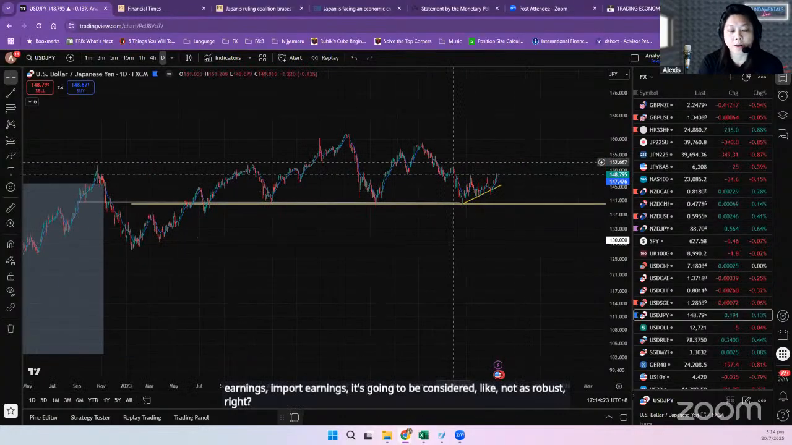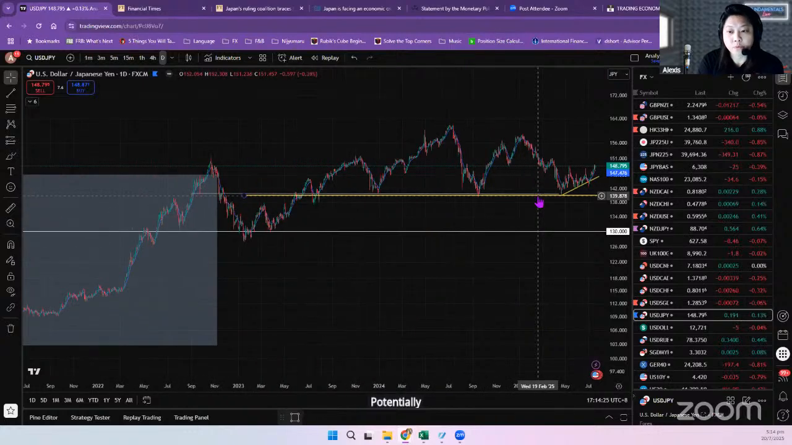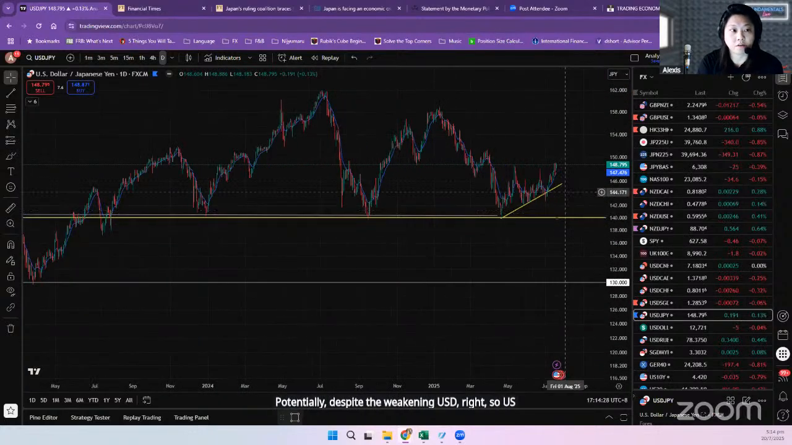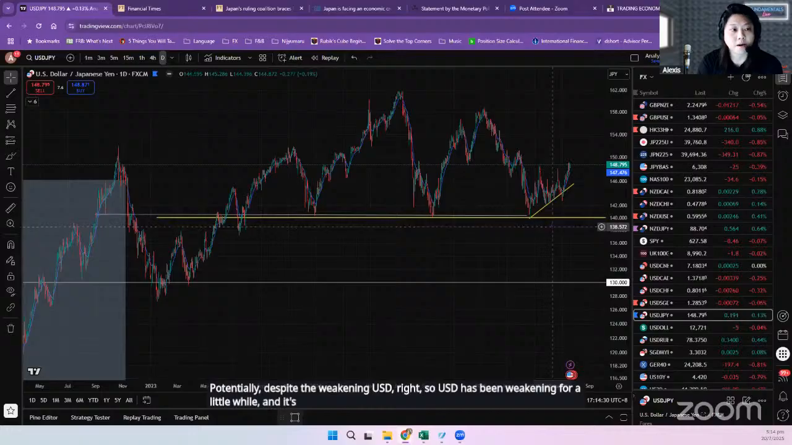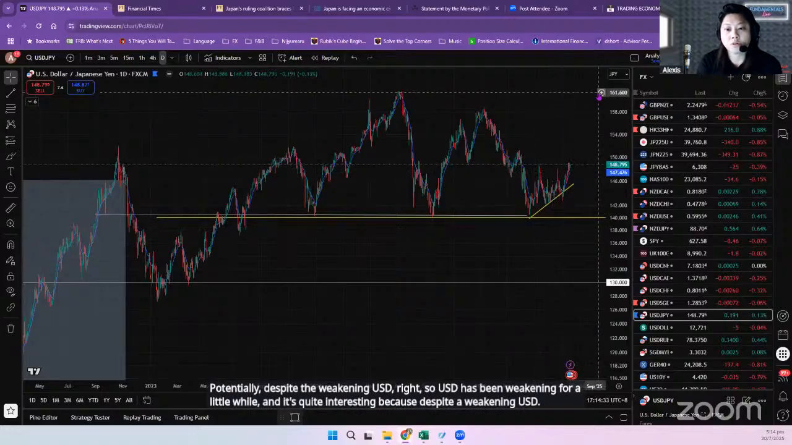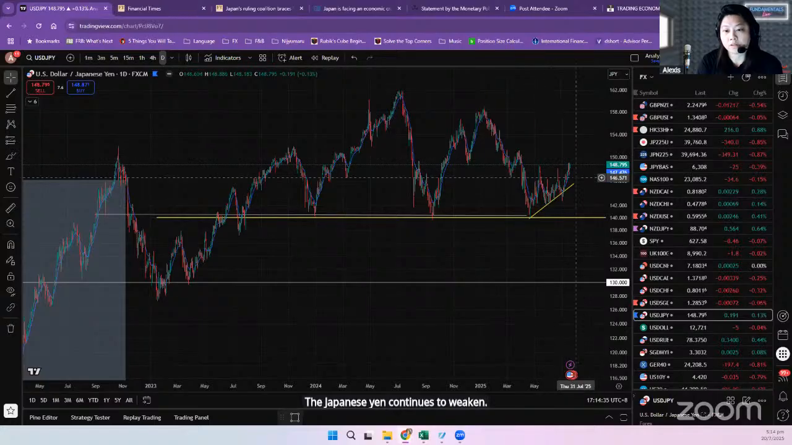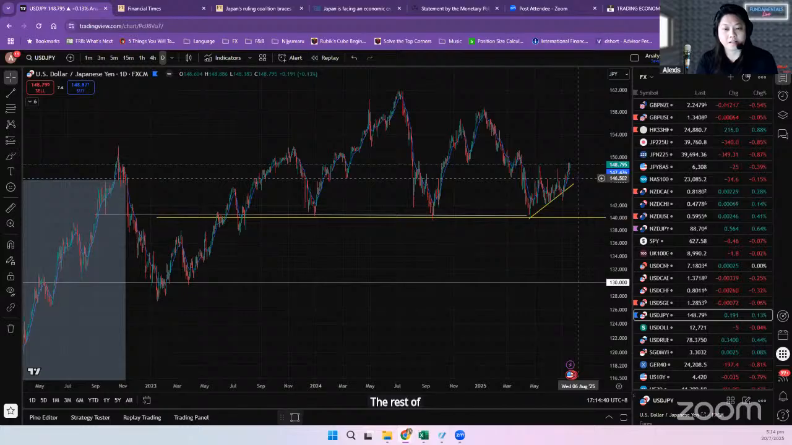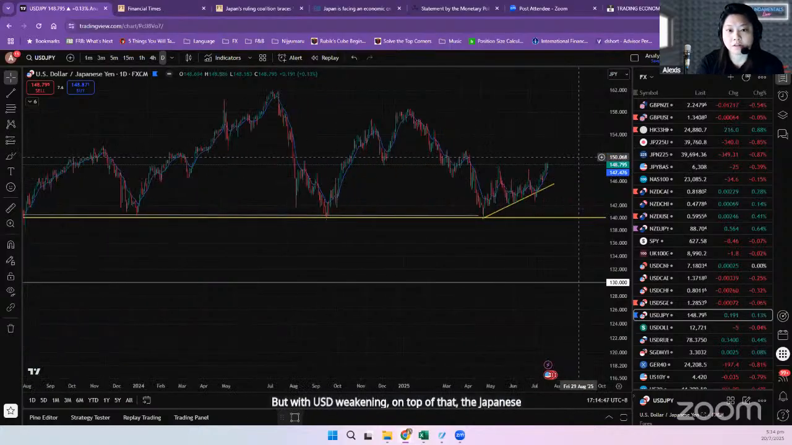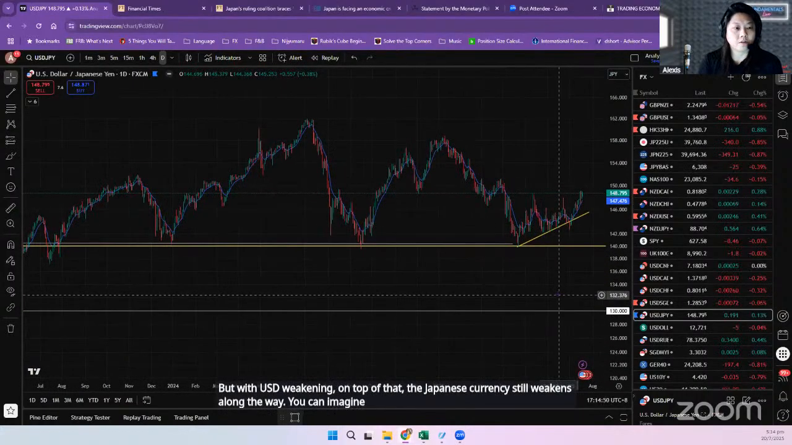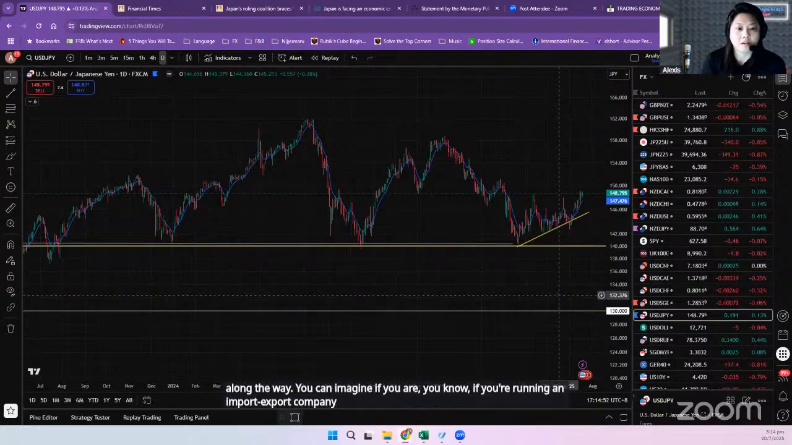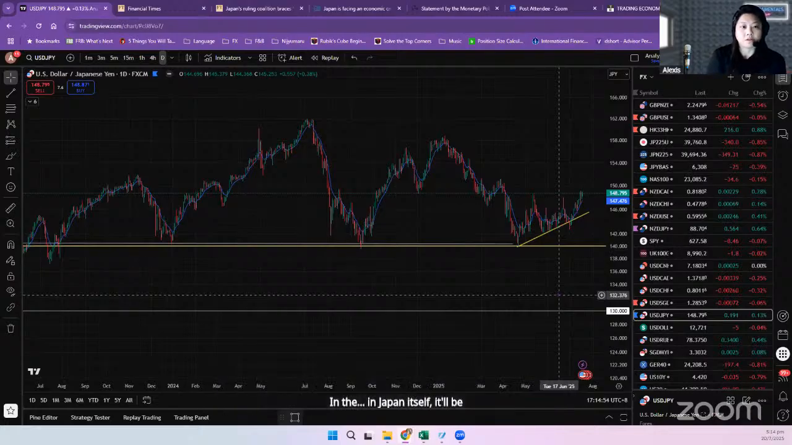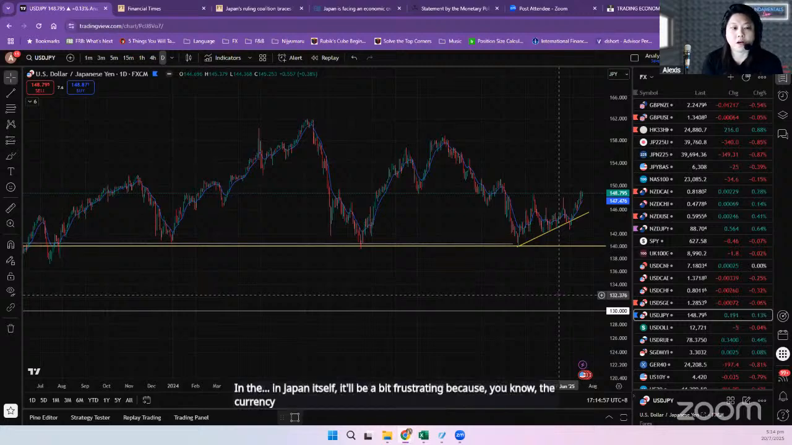If you look at the chart, the USD has been weakening for a little while, and it's quite interesting because despite a weakening USD, the Japanese yen continues to weaken. You would think that if the US dollar weakens, the rest of the world would get slightly stronger in currency strength. But with the USD weakening, the Japanese currency still weakens along the way. You can imagine if you're running an import-export company in Japan, it'll be frustrating because the currency is not doing as well as it should have been.